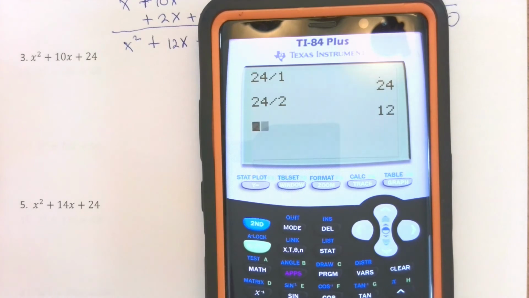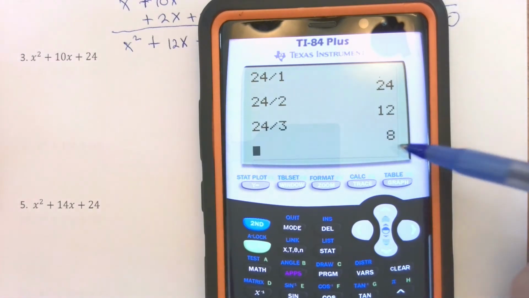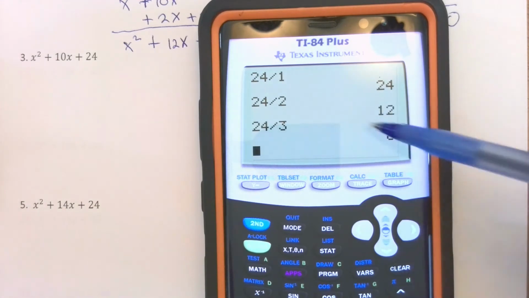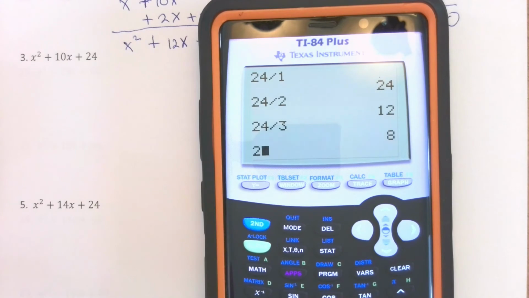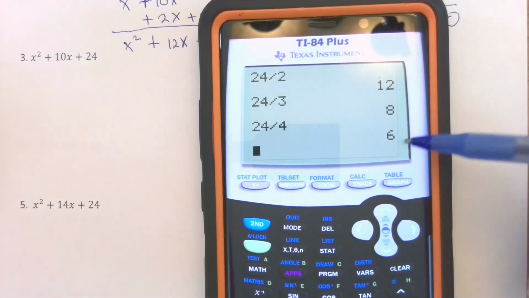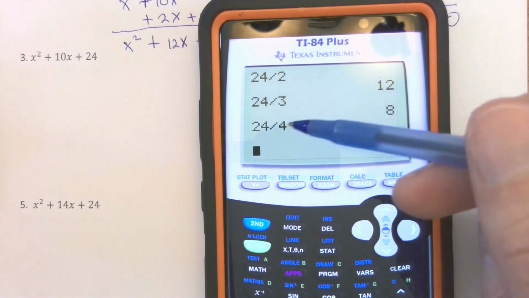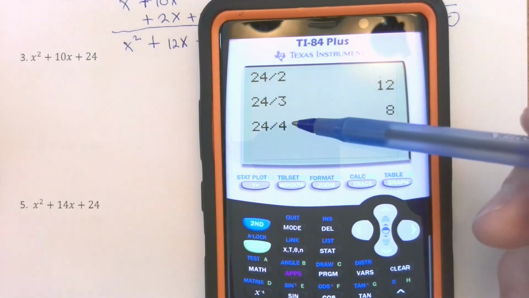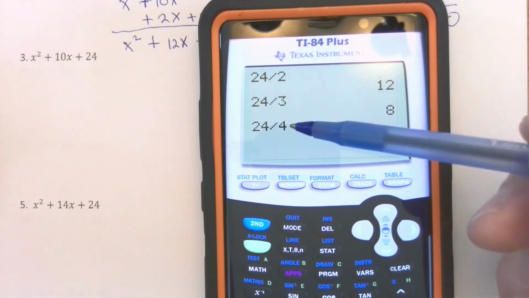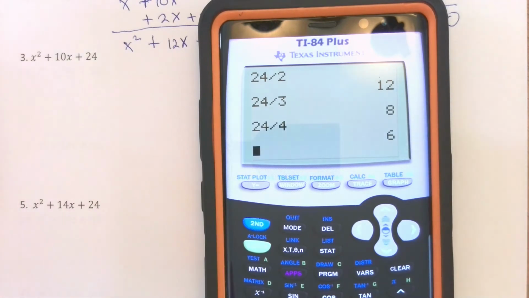Try 24 divided by 3. Wow, another whole number. Well, that gives you another combination, 3 times 8. Try 24 divided by 4. Another whole number. 4 times 6 then is a different way to make 24. Now you notice how these are about the same size? That could mean that we're about done with this.